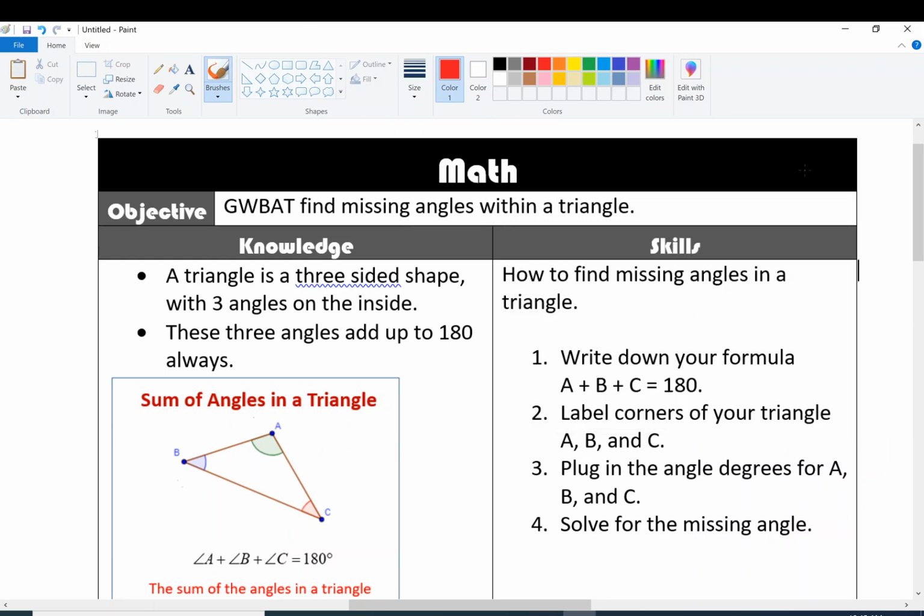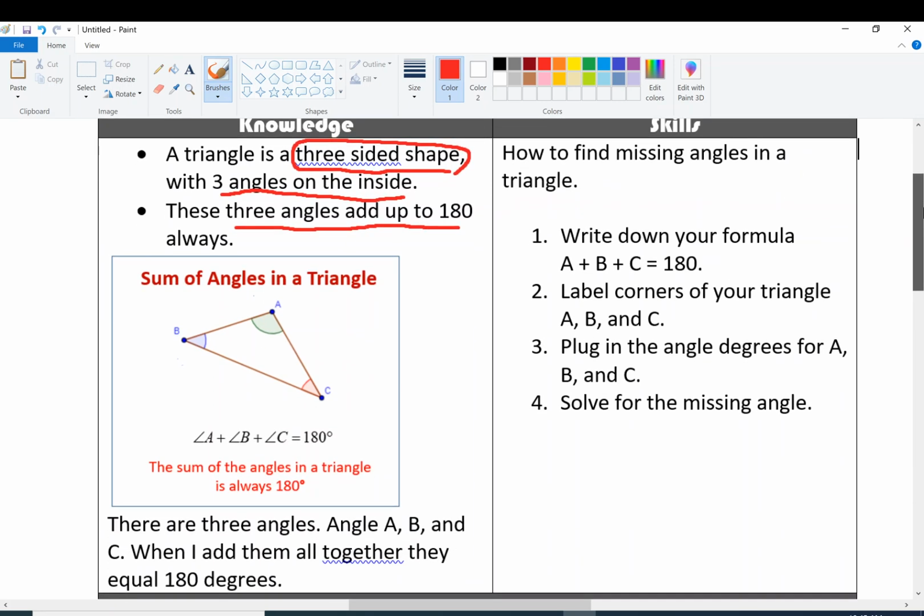Hey Griffin, so today we're going to be working on finding missing angles within a triangle, okay? Triangles are three-sided shapes, and they have three angles on the inside. All three angles add up to 180 always. As long as you're dealing with a triangle, when you add up all three angles, it'll equal 180. That's what our sum of angles in a triangle theorem tells us.